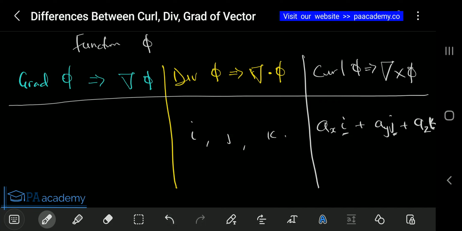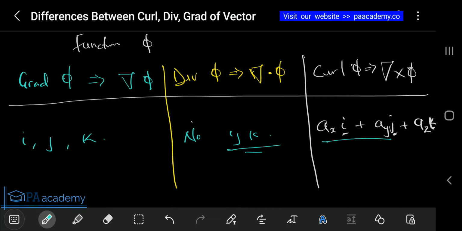Just like we have for curl, if you're also dealing with the grad operation, the answer you're going to get will also have the ijk coordinates. Whatever value you get will be something like this, so you're also going to have the i, j, and then the k. It's only when you are dealing with div that you won't have those i, j, and k in your final answer. So that's another thing that you can use to differentiate them.